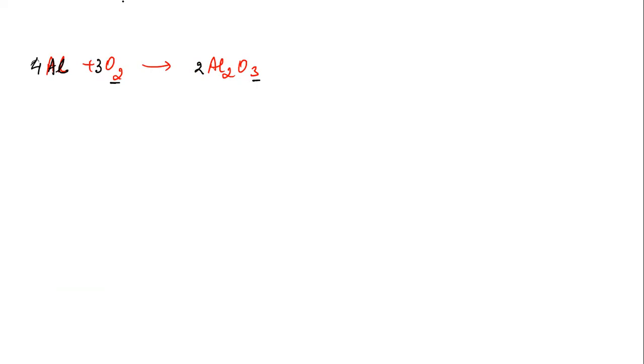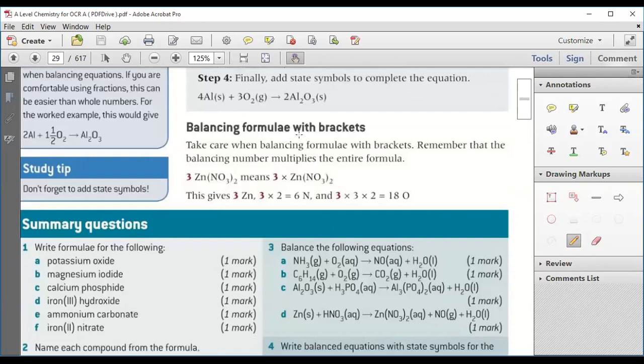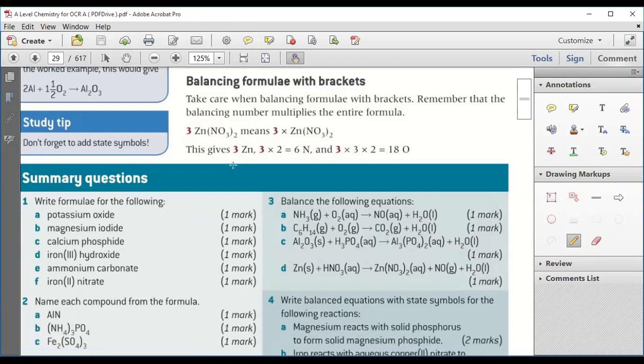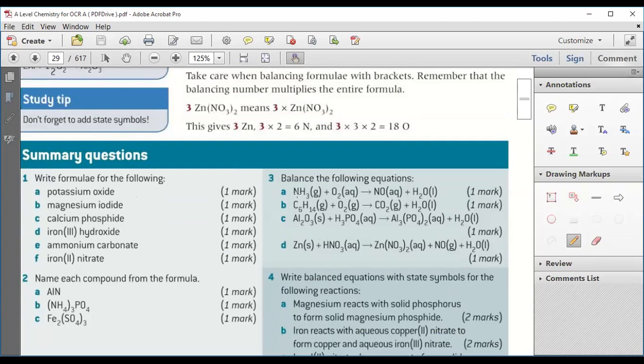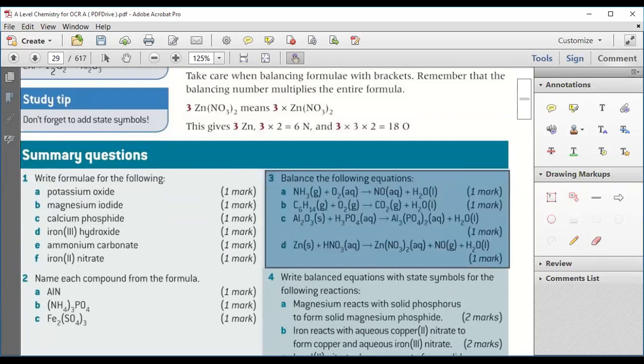Okay, then we will take balancing with brackets one. Zn NO3 one. Which one? This one. Okay. Now we will take this NH4. I will do one thing. We will discuss this question. I will do the whole of this sum here. Okay. Wait.